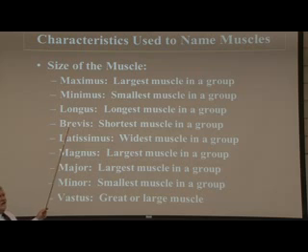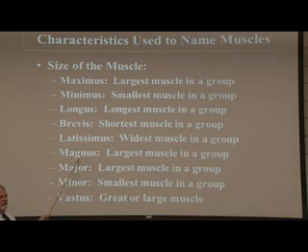And then if we have a long muscle and a short muscle, then the long muscle would incorporate longus in its name, and then the short muscle would incorporate brevis in its name. So we're going to have a long muscle, short muscle combination. And then these two can be used in conjunction with some of the other characteristics that we've talked about, like Magnus could be used with minor. So Magnus is a large muscle in the group.